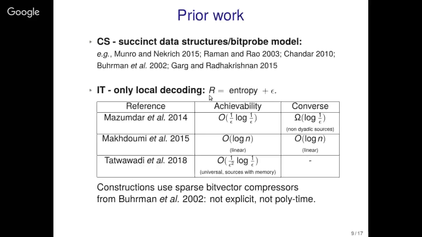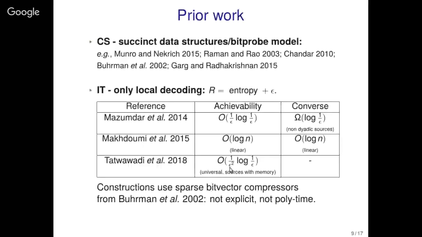There are schemes for memoryless sources which achieve rates close to the entropy of the source, and they can achieve local decodability Q, which is a constant independent of n. These have also been extended to universal sources, for universal compression, and to sources with memory.